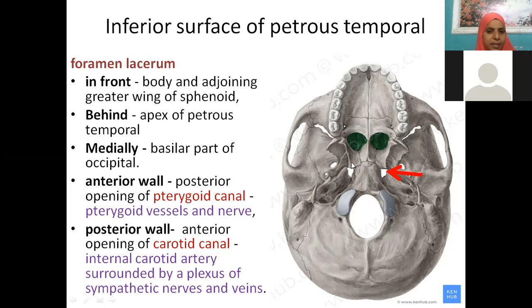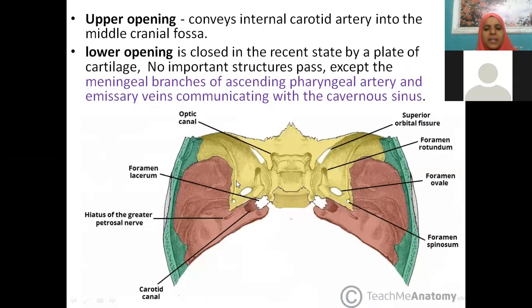Then in the anterior wall, it is again this canal, the pterygoid canal. The posterior wall, as you were telling, is the carotid canal. The carotid canal passes the internal carotid artery, surrounded by a plexus of sympathetic nerves and also accompanied by a vein. Here you are seeing the interior view, from inside, the cranial fossa view, not the outside view. So you can see the carotid canal leads into the foramen lacerum.